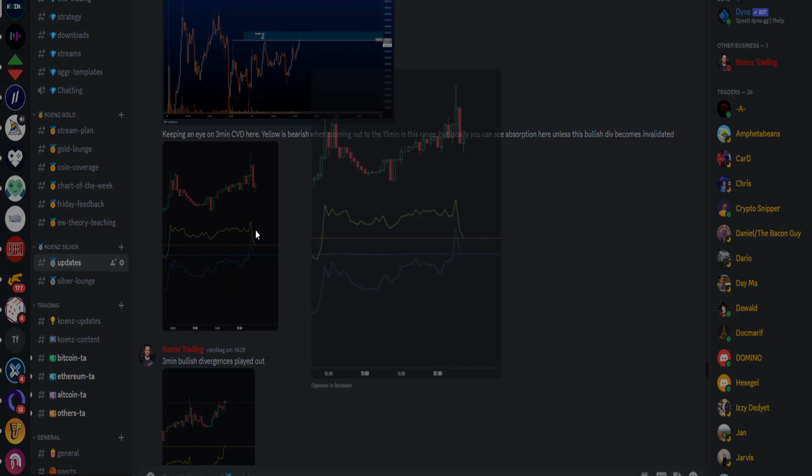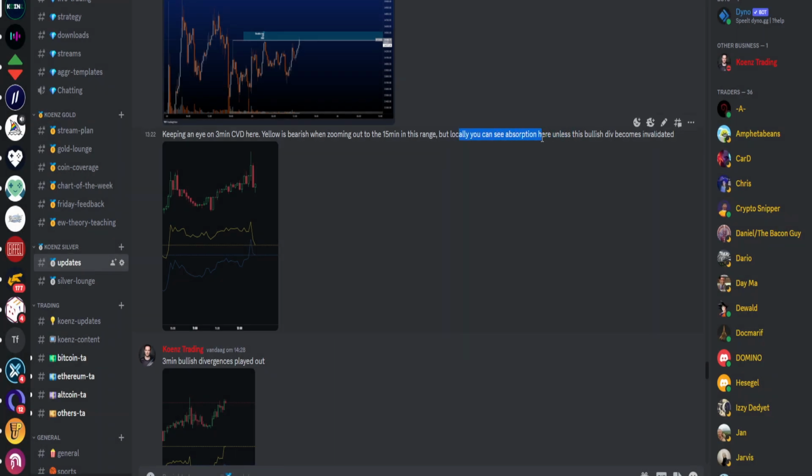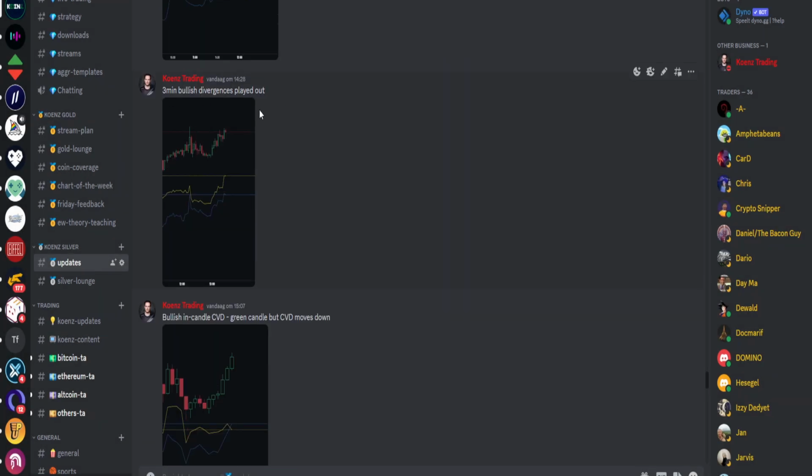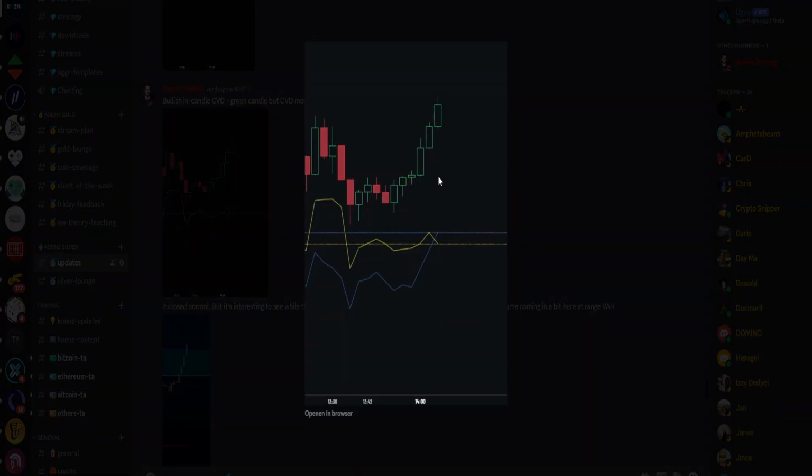But then on the 3-minute, and the more local the CVD divergence, the more important, on the 3-minute time frame, the moment you hit the target box, and you got a red candle, yellow moves down, and then you get a bullish CVD divergence, higher low in price, lower low on the CVD, which means you can see absorption. Now eventually the CVD divergences played out. We even saw some in-candle CVD divergences.